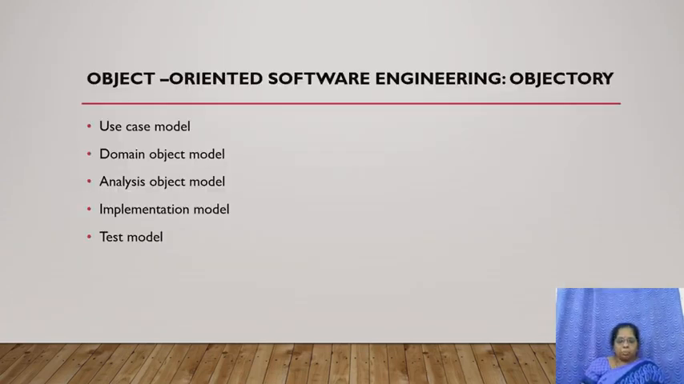The use case model defines the actors and use cases of the system behaviors. The domain object model maps the objects of the real world. The analysis object model represents how the source code will be carried out. And the implementation model represents the implementation of the system. The test model constitutes the test plan, specifications and the reports.